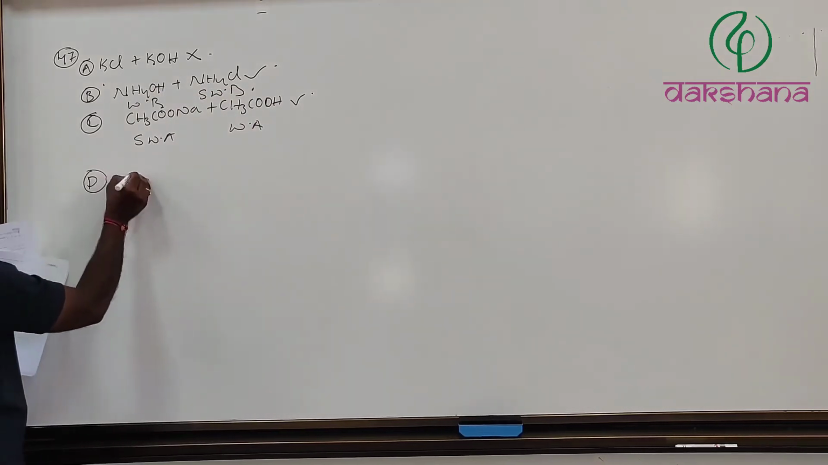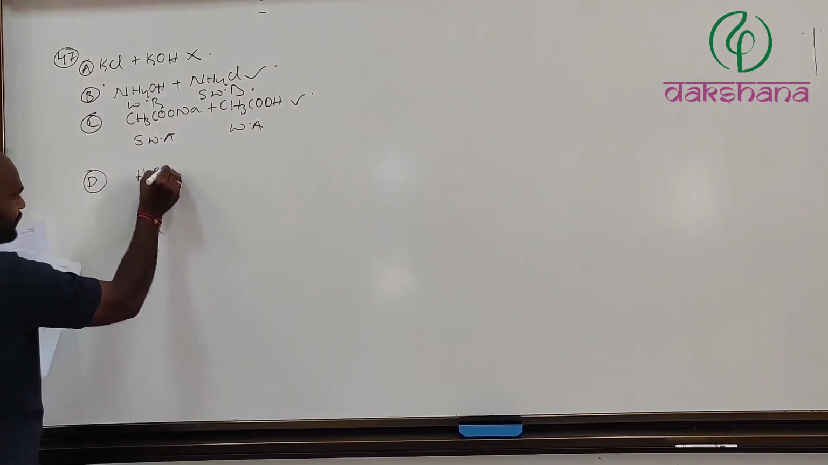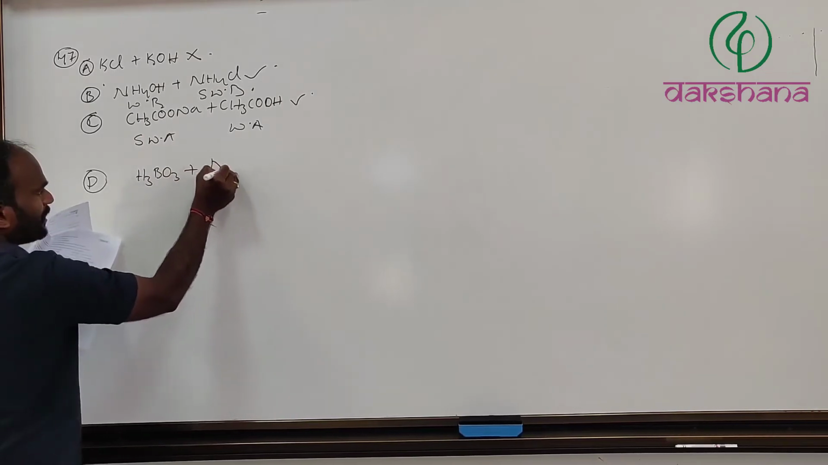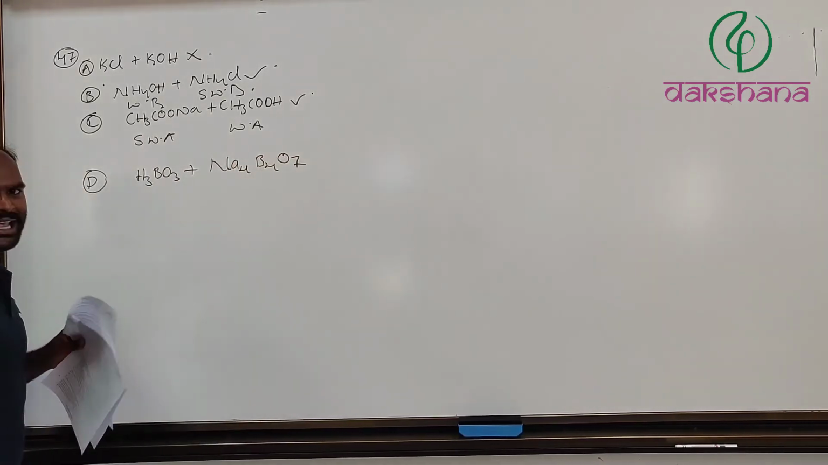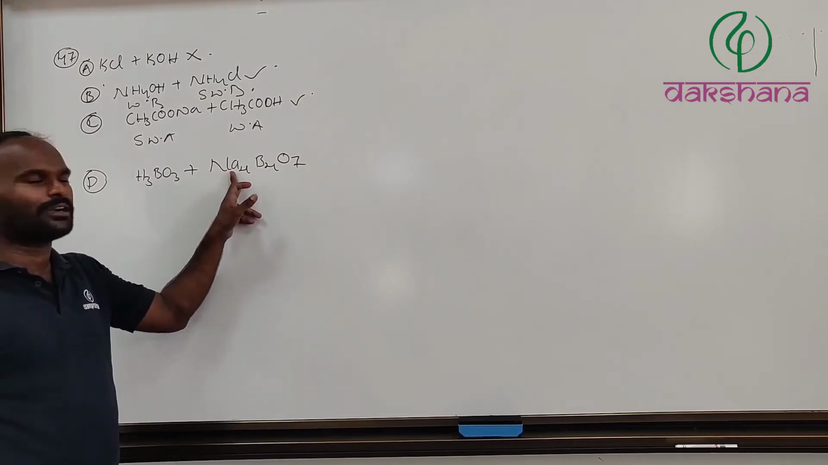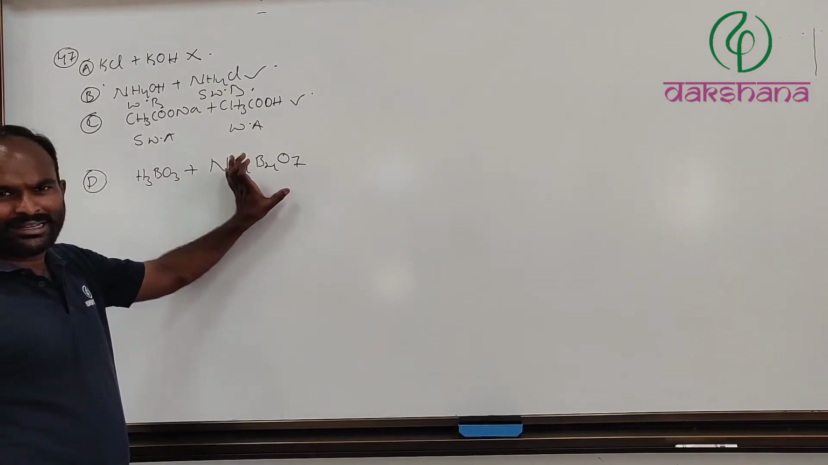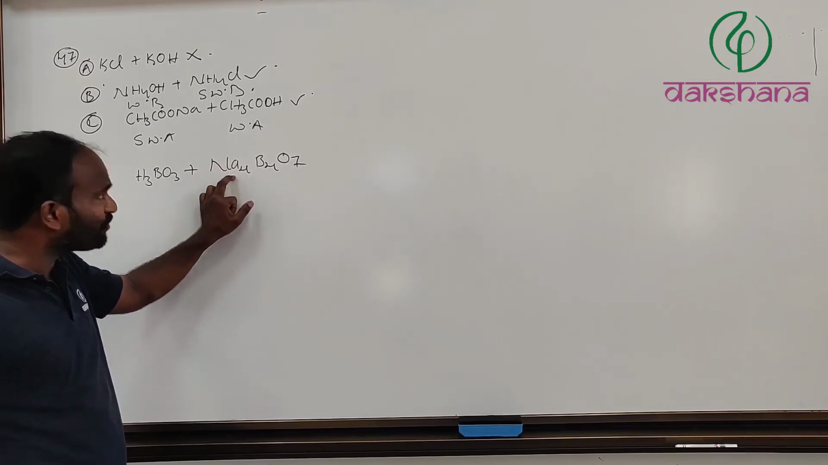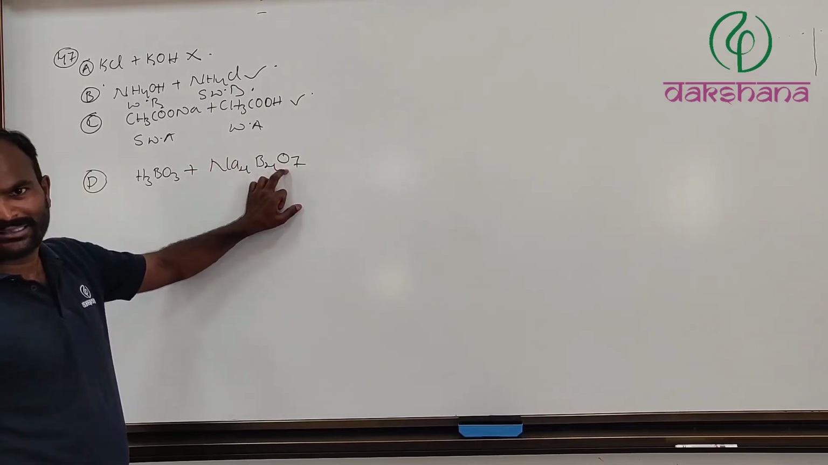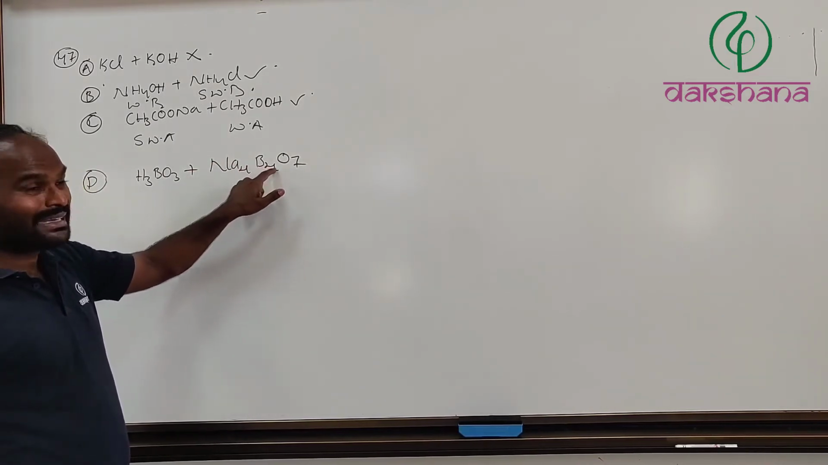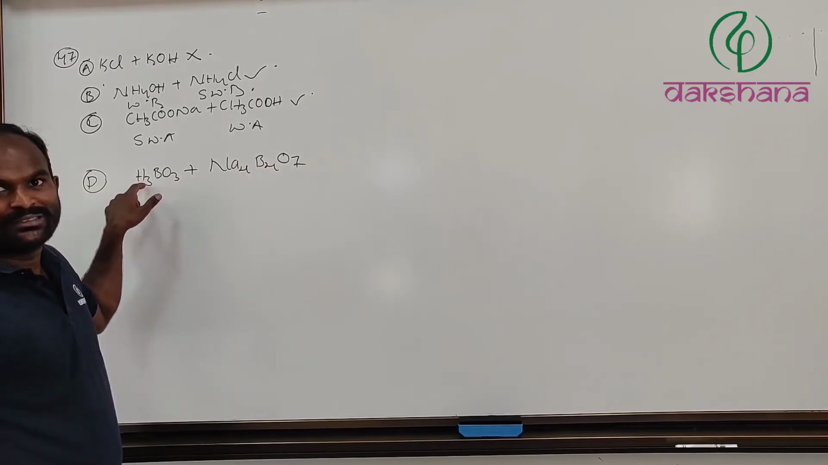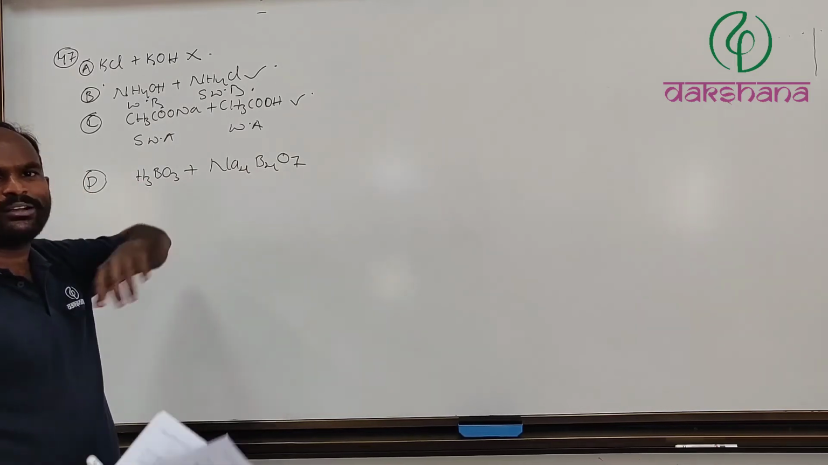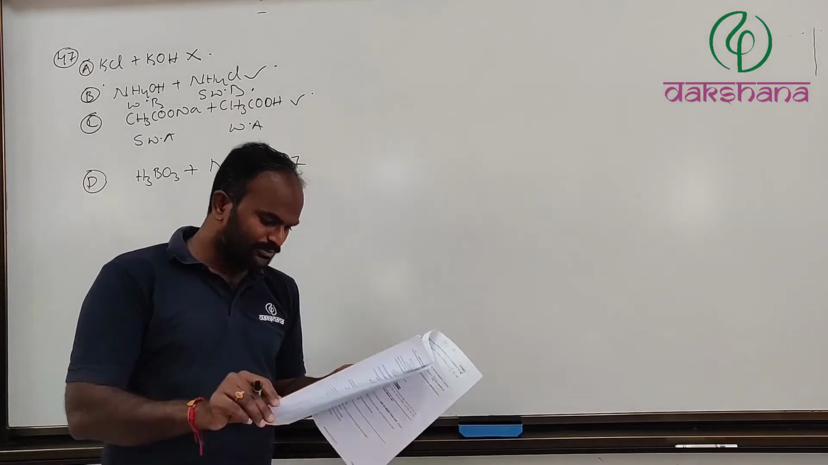And D, boric acid, H3BO3 along with borax, Na2B4O7. Definitely, in its aqueous solution, this is also going to form a salt. It's a weak acid, and it is a salt of a strong base and weak acid. Because Na2B4O7 in an aqueous solution is going to be converted to H3BO3. Therefore, definitely this is going to form a buffer solution.